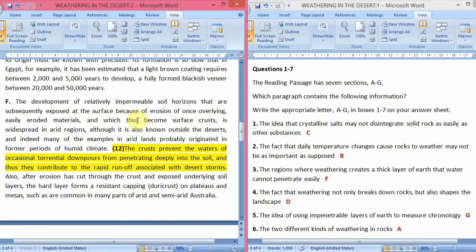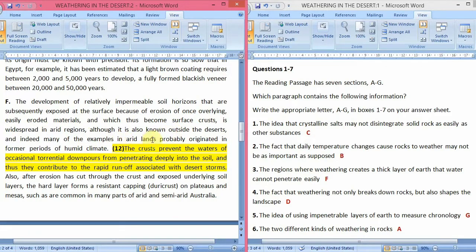Okay, so when the weathering takes place, erosion takes place, so there are some easily eroded materials, and these make surface crusts, which means the crust is the uppermost layer of earth. So definitely it is a kind of layer of earth, and it is widespread in arid regions. So these are the regions they are talking about. These are arid regions where these thick layers of earth on the surface become.